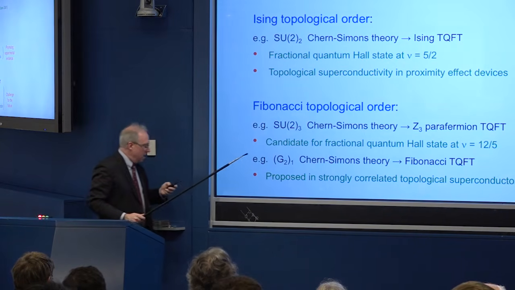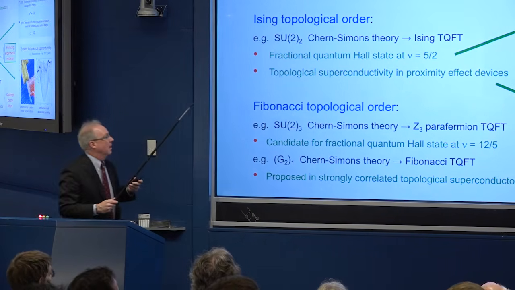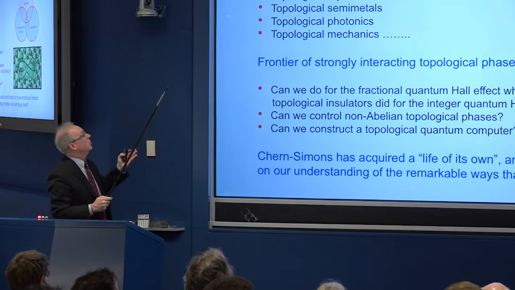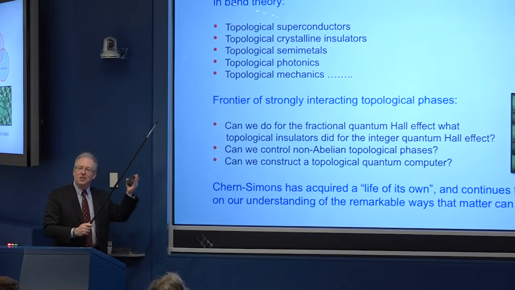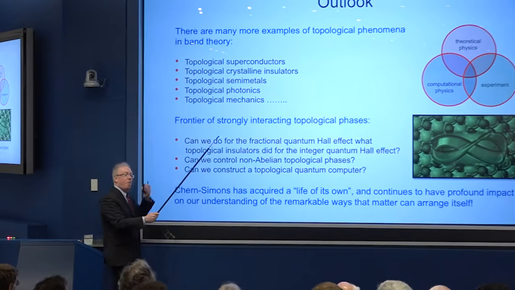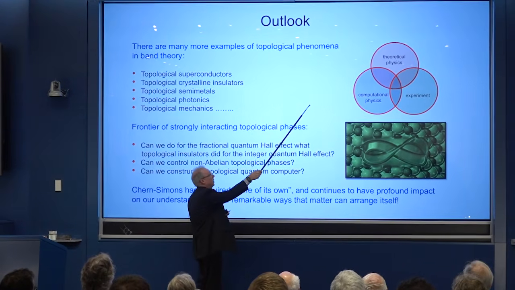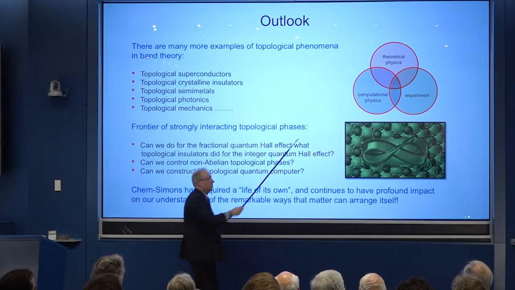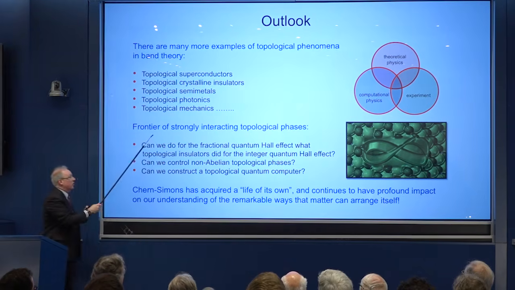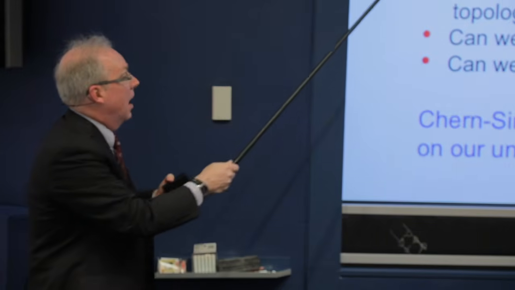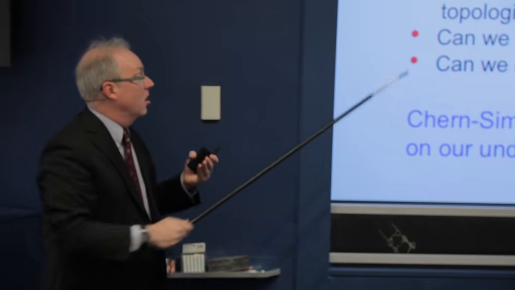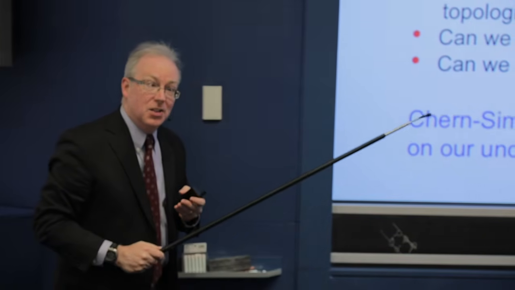Okay, so I'm out of time. Let me just close. There are many, many applications of these topological ideas. And there's a whole field of physics now, which is resonating between theoretical physics, computational physics, and experiment. And there's a frontier, which is, can we make these strongly interacting topological phases? And thank you very much.